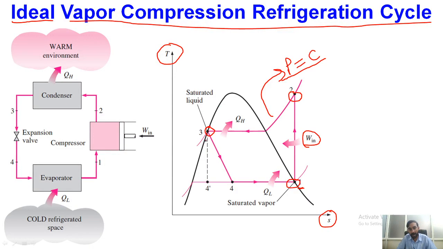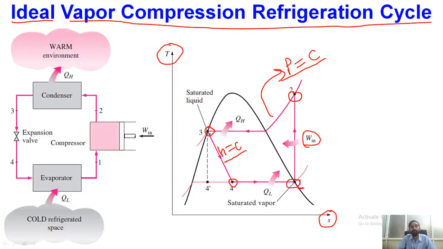Now at this point we use our throttling device, and in the throttling device enthalpy remains constant, so the line 3 to 4 is a constant enthalpy line. So over here H is constant, and we get point number 4 at the inlet of the evaporator. And the process 4 to 1 happens inside our evaporator unit.